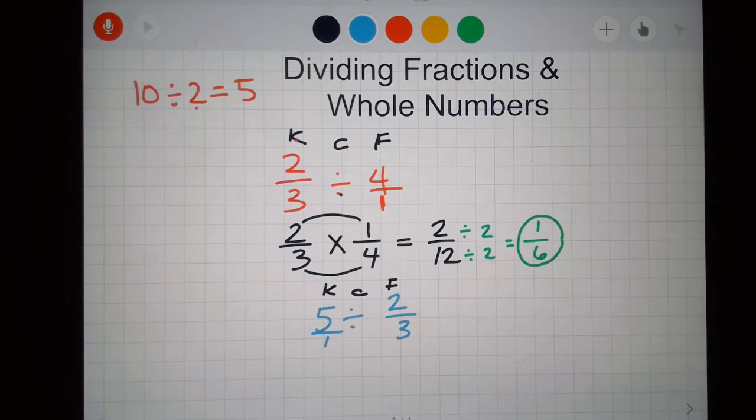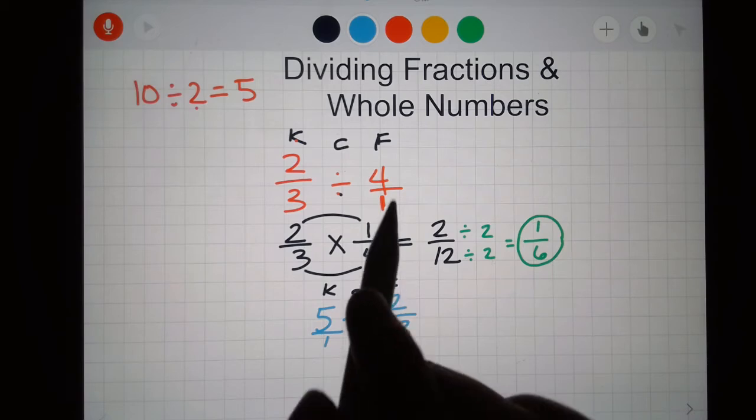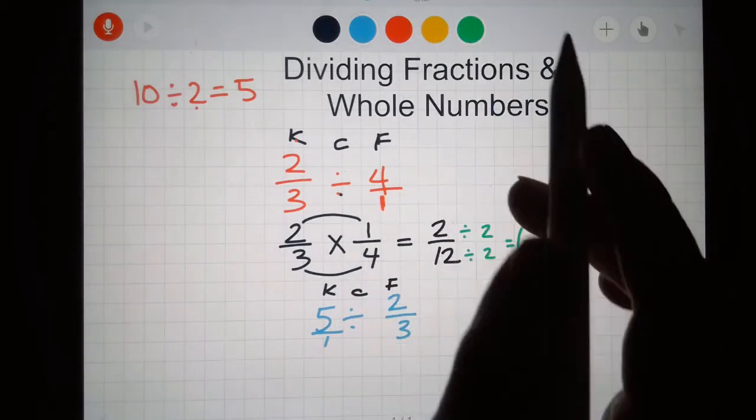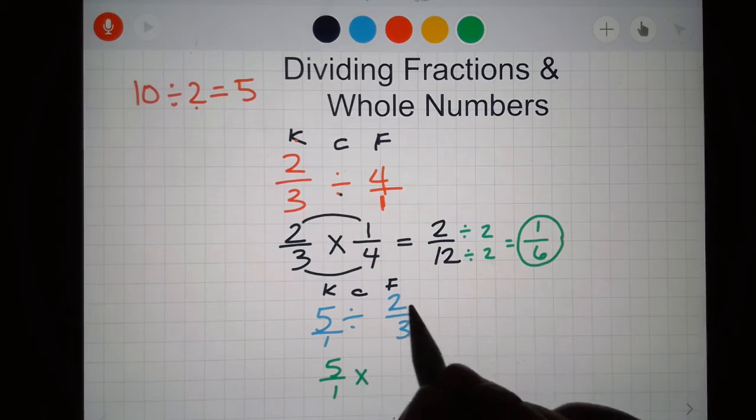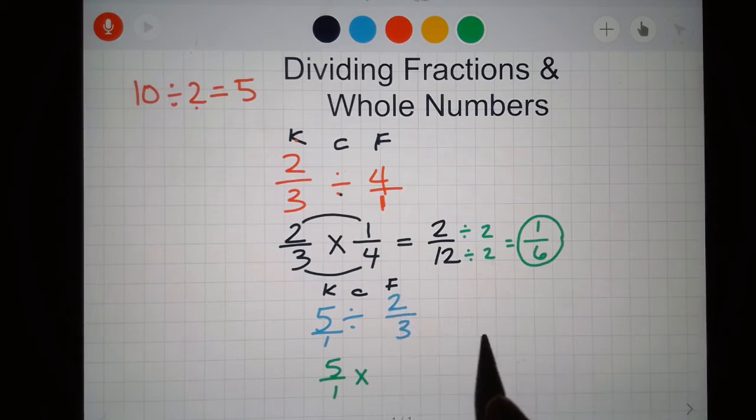Okay, so now I'm going to keep the 5/1. I'm going to change the division to a multiplication sign. And then I'm going to flip the 2/3 and make it 3/2. Okay? Now I'm going to just simply multiply the 5 times 3, and that gives me 15. And then I'm going to multiply the 1 times 2, and that gives me 2.